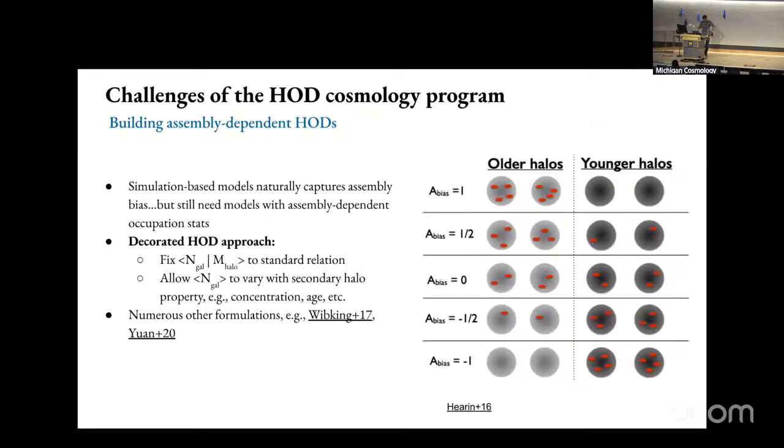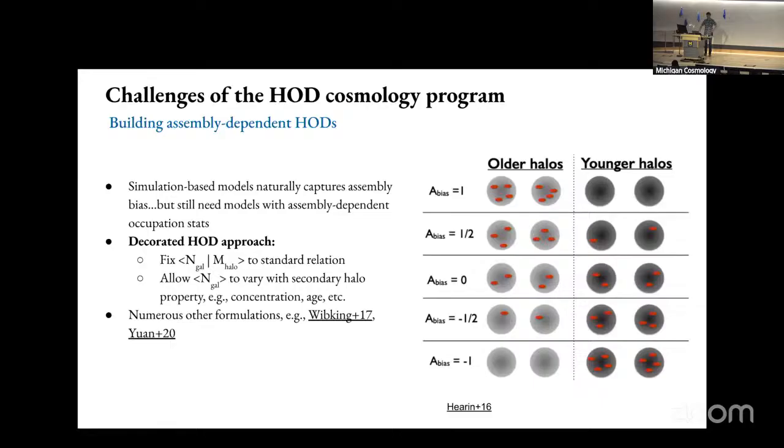So how do we live with it? Well, we can build models that capture it. This is an example of a model of the halo occupation distribution in which the number of galaxies that I sprinkle in a halo depends on more than just halo mass, but for example, on halo age.